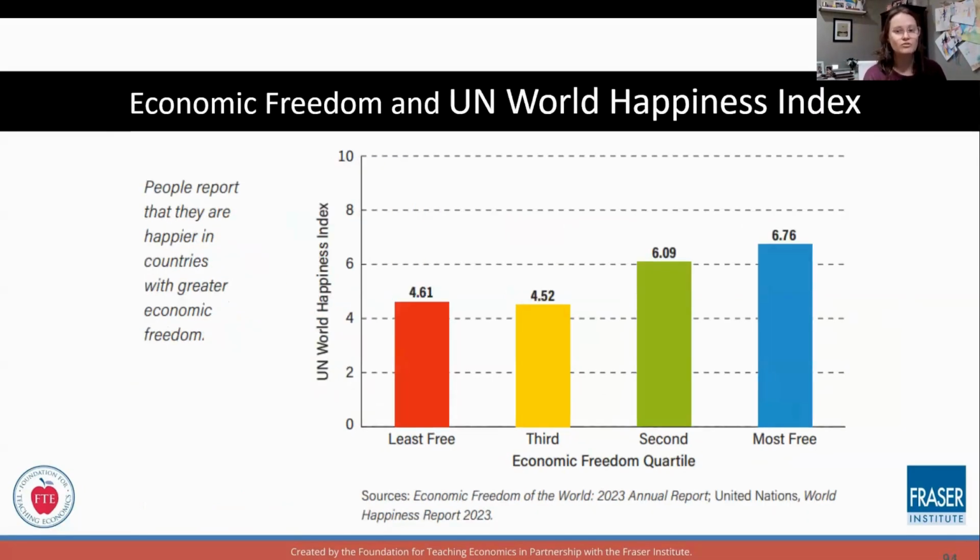Here is that UN World Happiness Index. So happiness does matter, right? And in general, people are happier in countries with greater economic freedom. I think they feel safer, they feel secure, right? One of those metrics was soundness of money, right?